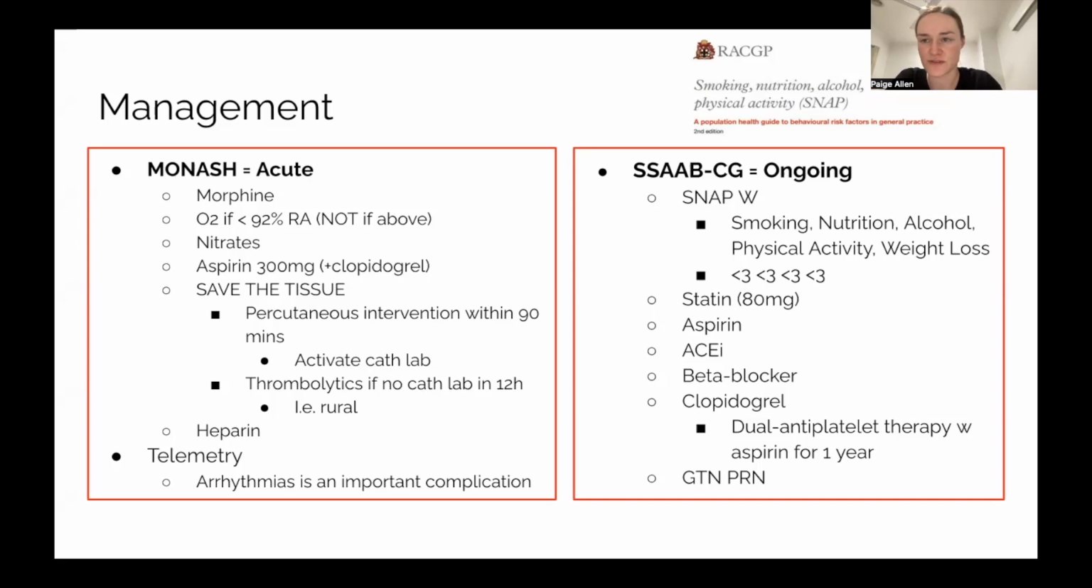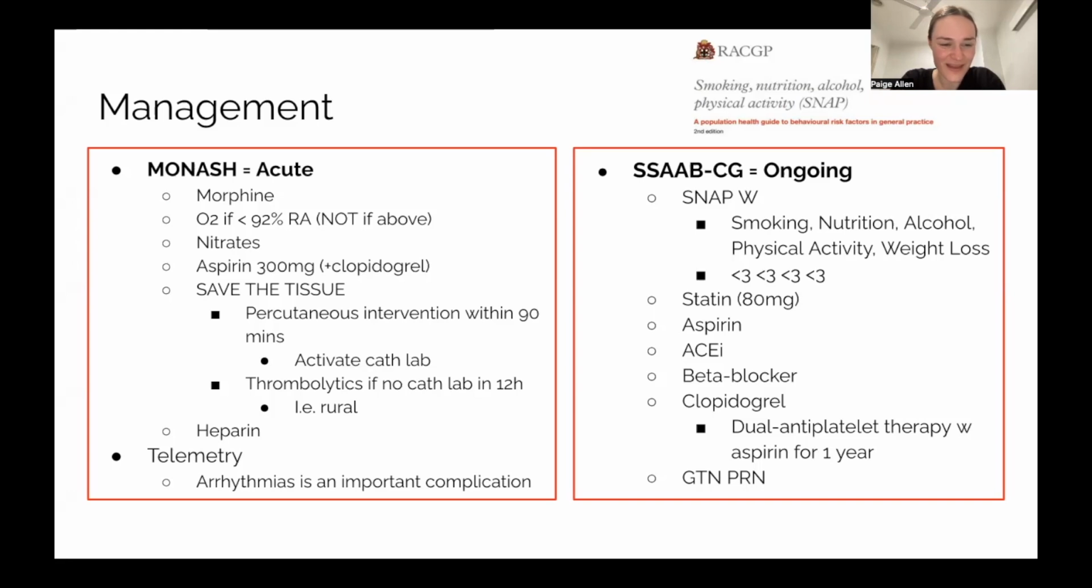And then in terms of the next stage, you always give aspirin, plus or minus clopidogrel. Again, that's up to the local guidelines. But the number one thing that actually makes a difference in how much heart gets damaged is the time to PCI, that's percutaneous intervention. So the aim is to get there within 90 minutes. If you cannot do it within 12 hours, then you'd give thrombolytics. I'm out in Sale right now, so we'd probably do that.